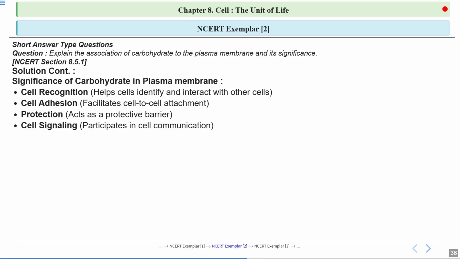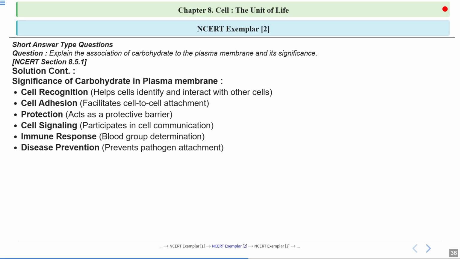The next is cell signaling. It participates in cell communication as well. It is involved in immune response also, meaning blood group determination, disease prevention, development.